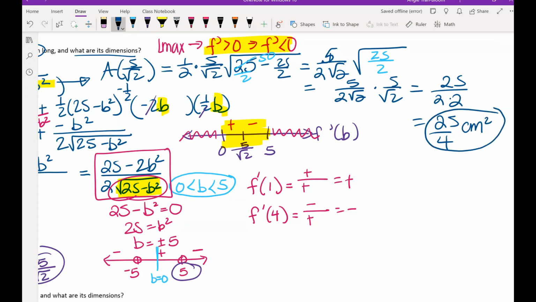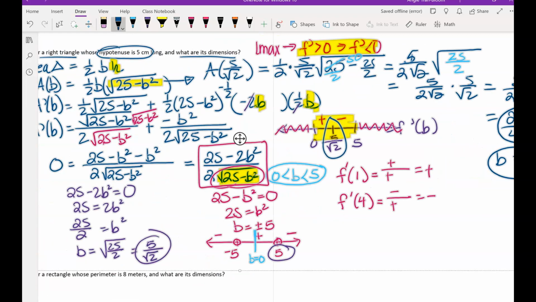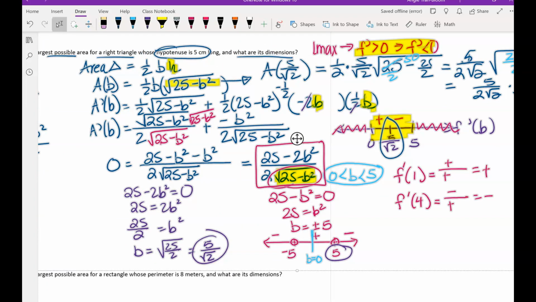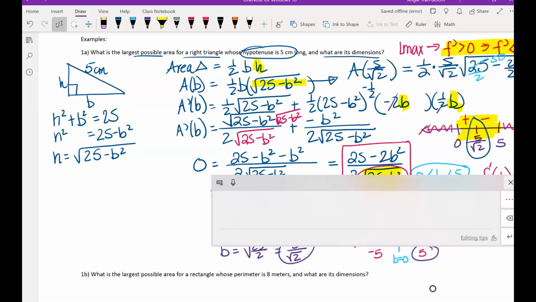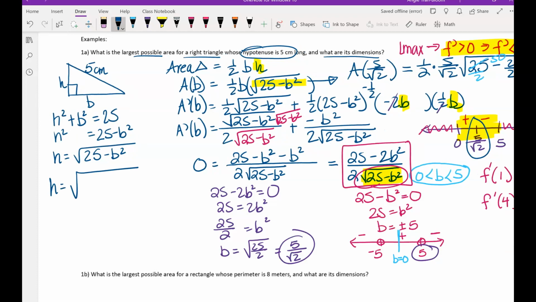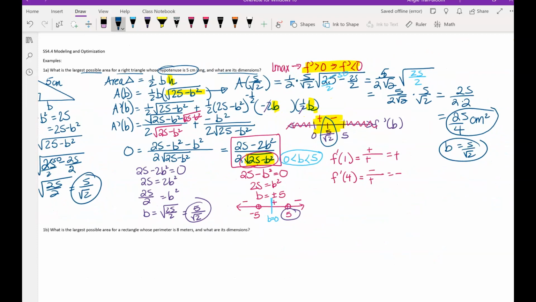I'm going to write one complete sentence at the bottom. We found the base, so b equals 5 over rad 2. Leave it inexact. Now we just have to plug it in to get the height. So I'm going to come over here and plug it in to get our height. Height equals 25 minus 5 divided by rad 2 squared. So that's going to be 25 over 2. Common denominator, that's 50. So h equals the square root of 25 over 2, which is 5 over 2. Oh, look at that. H and base are the same.